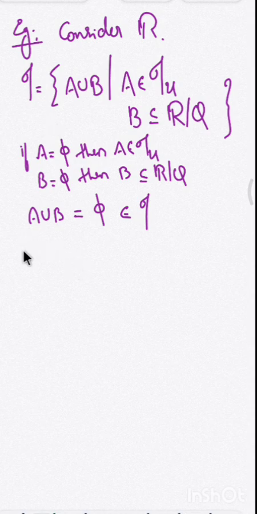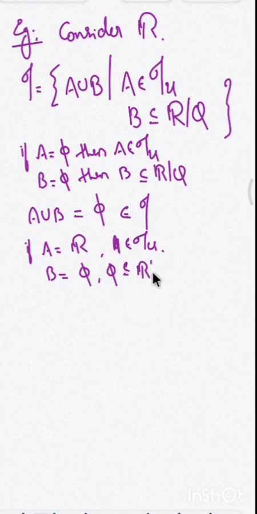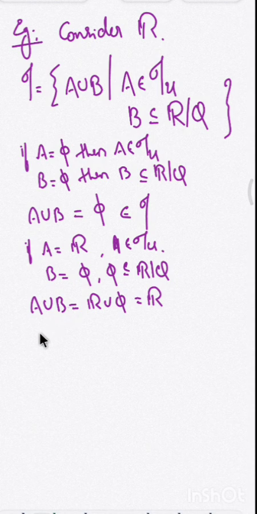And what about the full set? For that, take A equal to the real line. Then being the full set, A belongs to tau u, correct? Yes. And take B equal to the empty set. Then the empty set is a subset of R minus Q is true. Then A union B equals the real line union empty, which equals the real line. So the real line can be written as A union B, where A equals R belongs to tau u, the usual topology, and the empty set is a subset of R minus Q. So the real line belongs to our collection tau is true.